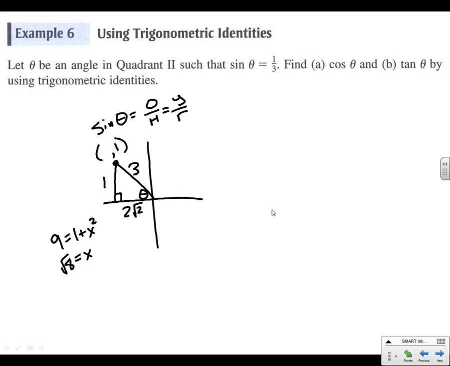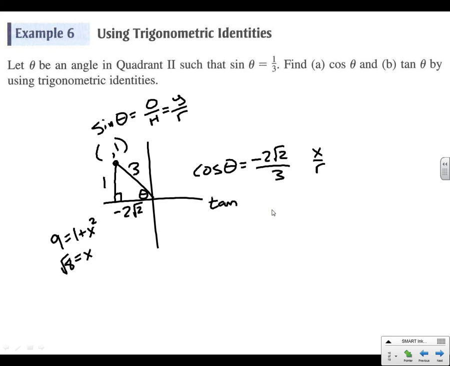Okay? All right. The thing that will get this problem wrong for you more than anything else is forgetting that in quadrant 2, x is a negative. So the cosine is negative 2 root 2 over 3. Remember, it's x over r for cosine.